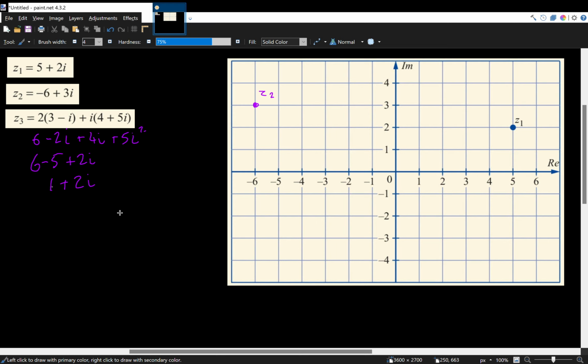So that is 1 on the real axis and 2 on the imaginary, so 1 on the real, 2 on the imaginary. So we can just mark that just there and label that z3. And that is that.